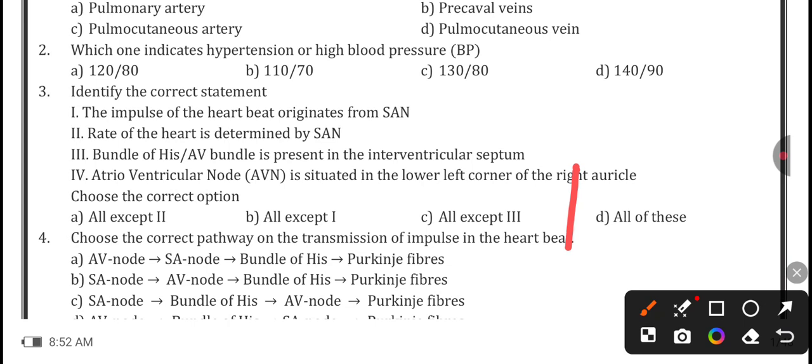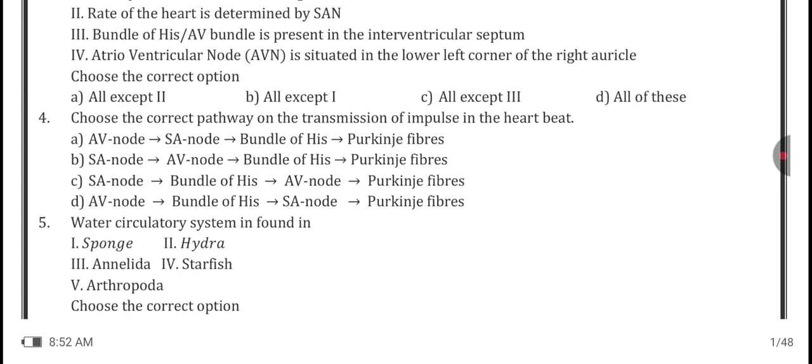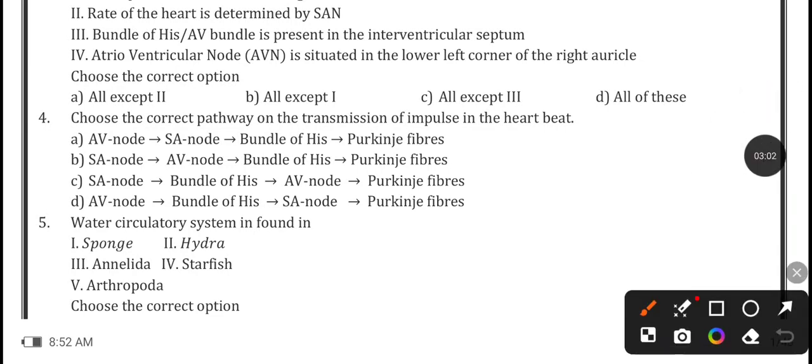Now let's move to the next question. Choose the correct pathway for the transmission of the impulse in the heartbeat. Option A is AV node. Wrong, because the transmission of impulse in the heartbeat originates from the SA node. Option B is SA node to AV node to bundle of His and the Purkinje fibers. So this is the correct option. Option B is correct.